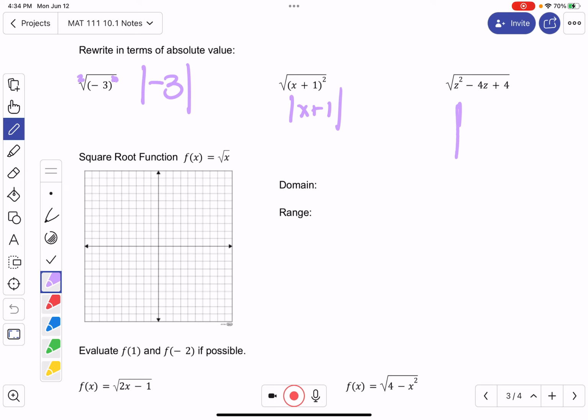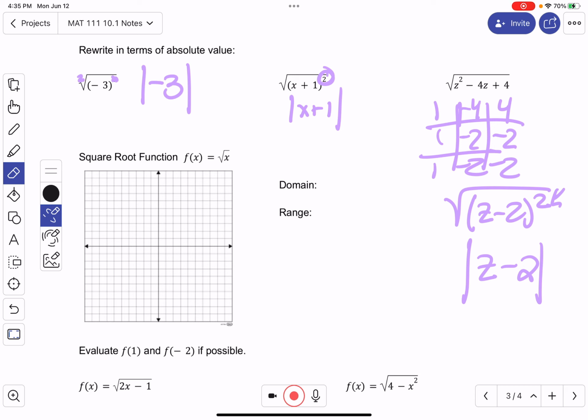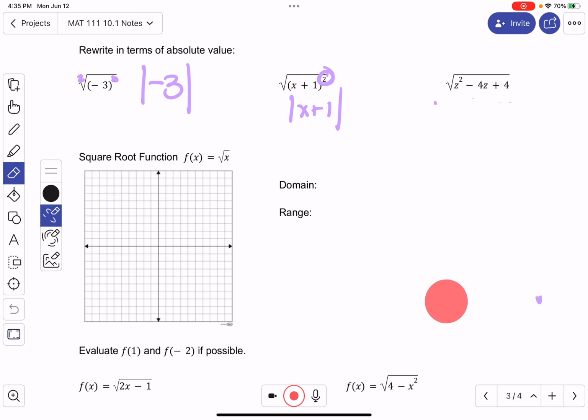Now this last one, if I were to factor it, I would get -2 and -2. So it's like saying z minus 2 squared. Now, because I have a squared inside, I can put it in absolute value. Without that squared, the absolute value doesn't really help us. I'm not going to ask you to do that. I just wanted to give you a visual in case you see it while you're reading or any such thing.